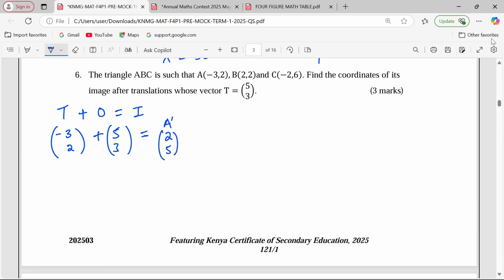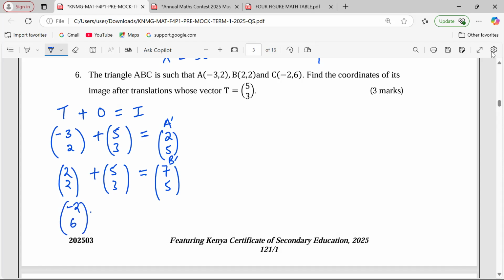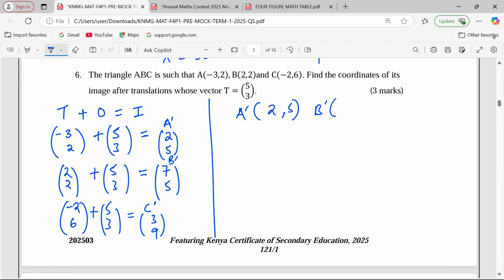When we take 2, 2 for B, and we add the translation vector, we shall get 7, 5. This one is B. Then when we take negative 2, 6, and we add 5, 3, the translation vector, we are getting C prime, which is 3, 9. So with this now, we can have them as coordinates. A prime, 2, 5. B prime, this is 7, 5. C prime, this is going to be 3, 9.